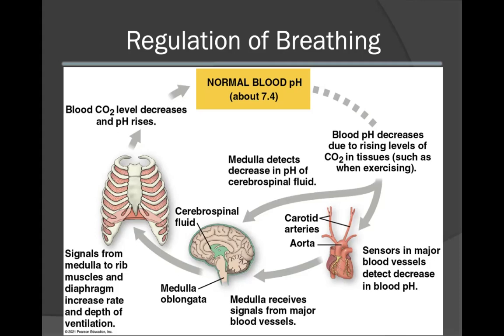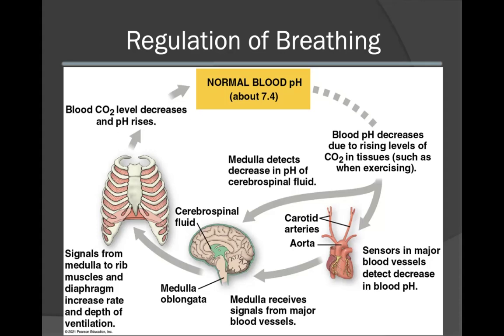This diagram depicts the regulation of breathing through blood pH. The normal blood pH exists at about 7.4. If there is an increase in activity or metabolic activity or physical activity, the blood pH will decrease due to the buildup of carbon dioxide in the tissues. This will lead to two main effects. Firstly, this will decrease the pH of the cerebrospinal fluid. This decrease in pH will be detected by the medulla oblongata.